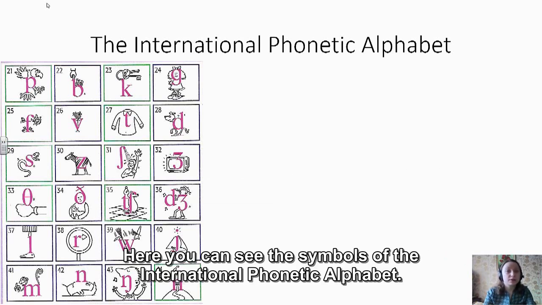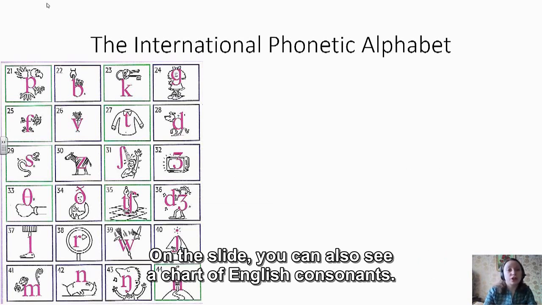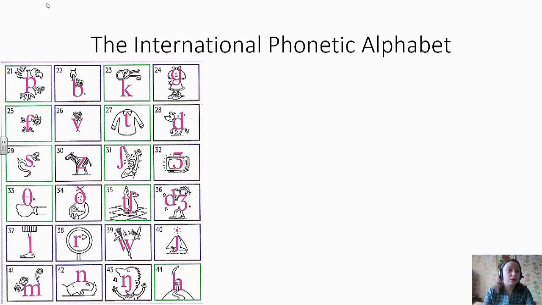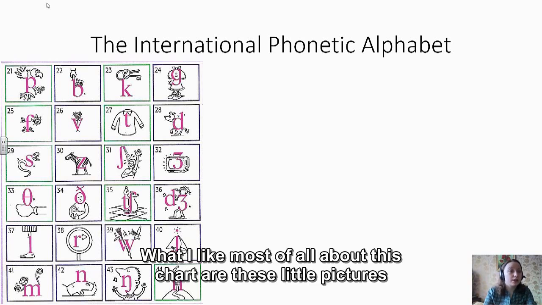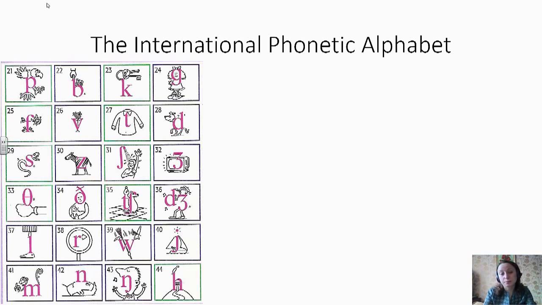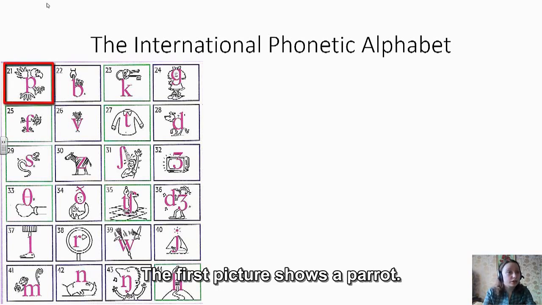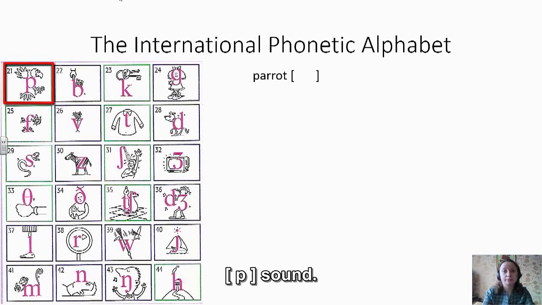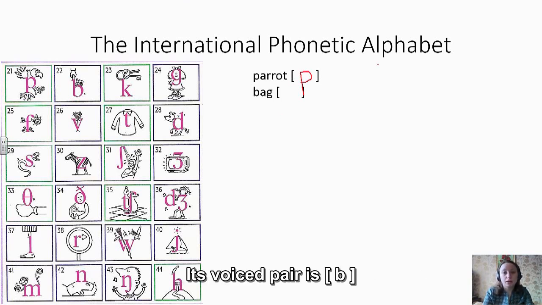Here you can see the symbols of the International Phonetic Alphabet. On the slide, you can also see a chart of English consonants. What I like most of all about this chart are these little pictures that will help you remember the sounds. The first picture shows a parrot, p, p sound. Its voiced pair is b, as in bag.